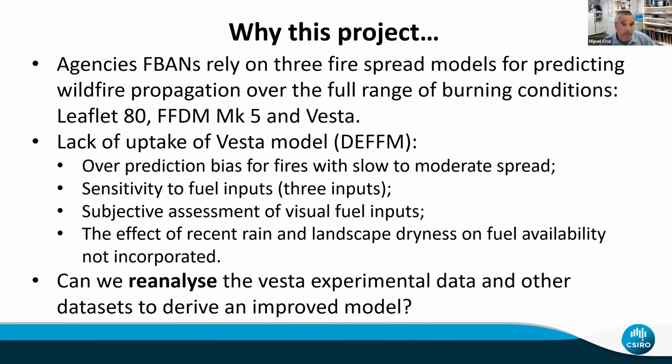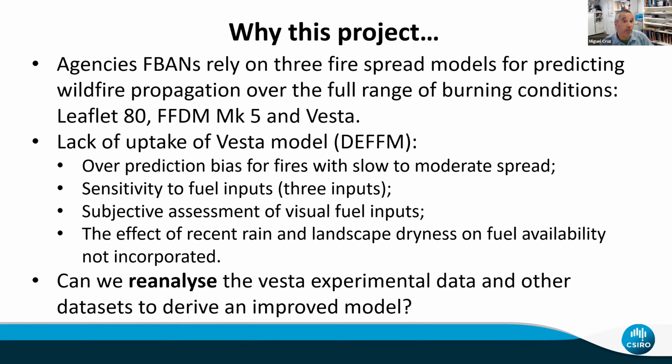In terms of the models that fire behaviour analysts use in Australia, and I'm talking here about the manual predictions, following the FBAn curriculum, really we have three different models: Leaf and Cheney, McArthur Mark 5, and Forest, and the Vesta. They are used throughout the full spectrum of burning conditions. But although there are some guidelines on where to use one model and the other, it's not really clear, and that also leads to some uncertainty in the model predictions.